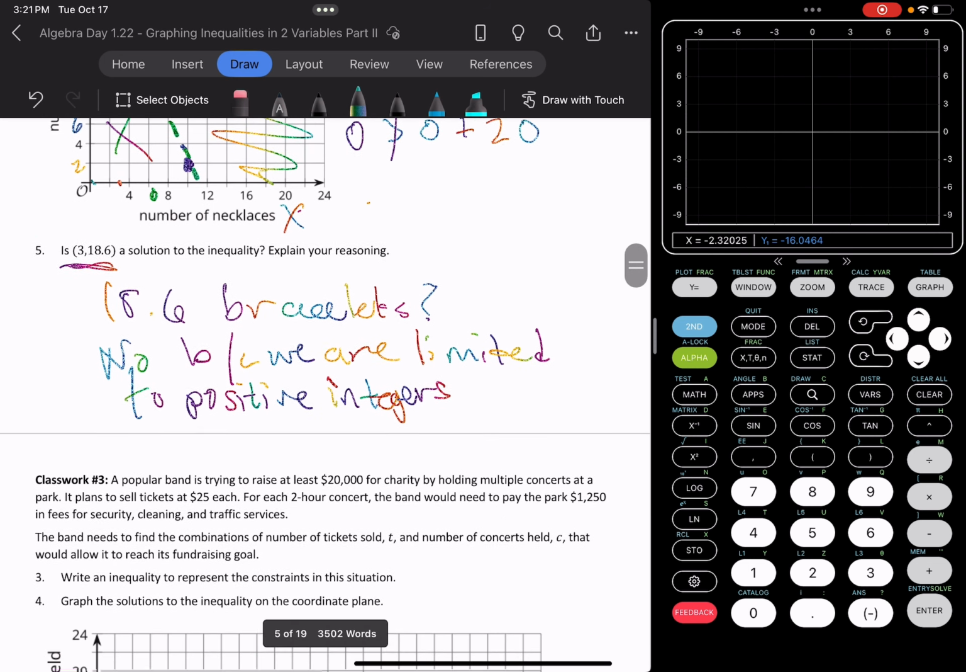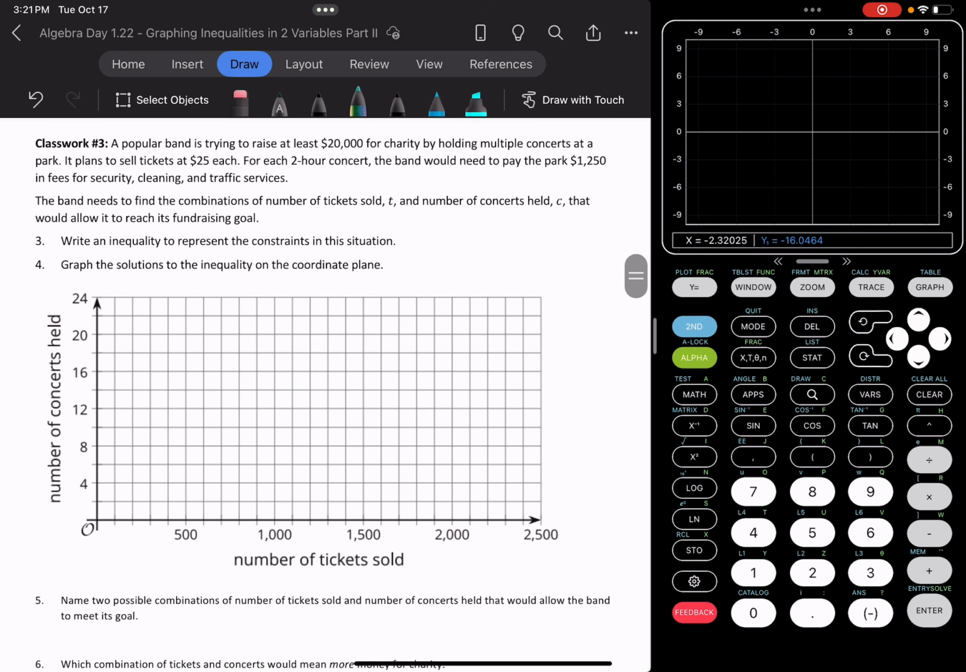All right, let's look at number 3. So number 3 is a little bit different because this band is trying to raise $20,000 at least. So now we already know we have a greater than or equal to 20,000 situation. And tickets are $25. So 25 times T or x, since we have number of tickets sold on the x-axis.